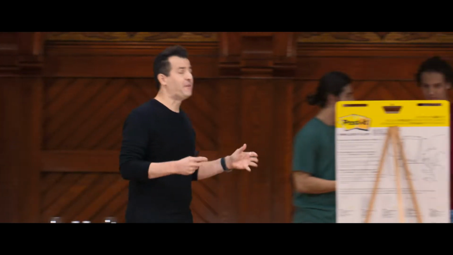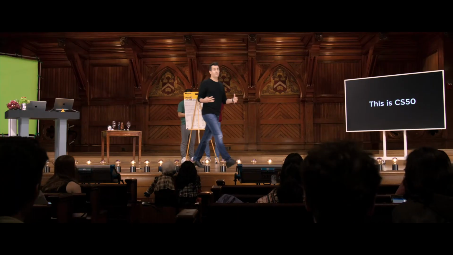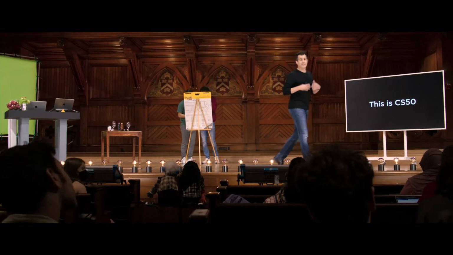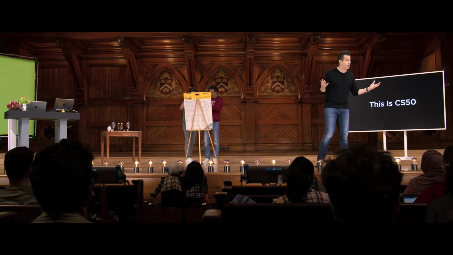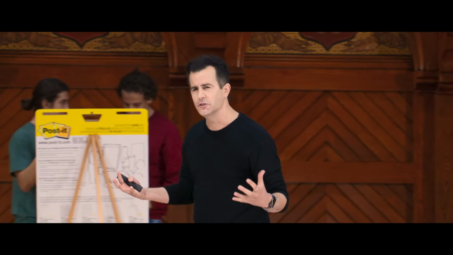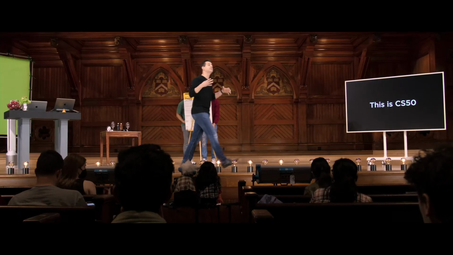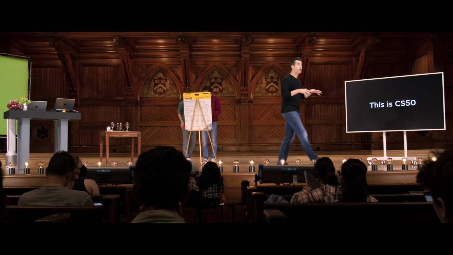This is CS50, and this is week 4. And if you think back a few weeks ago already, in week 0, we started talking about what images are. And we talked about representation of images as this grid of pixels, and each pixel has some pattern of bits that defines its color.